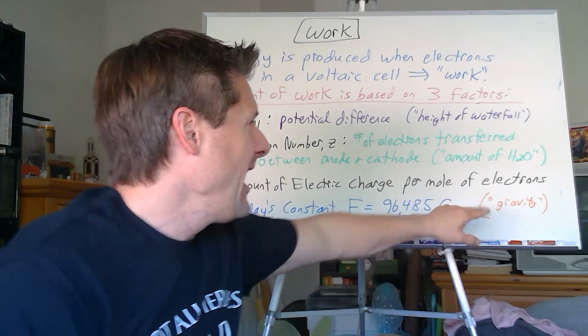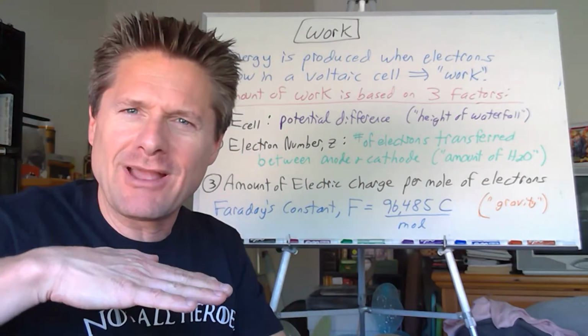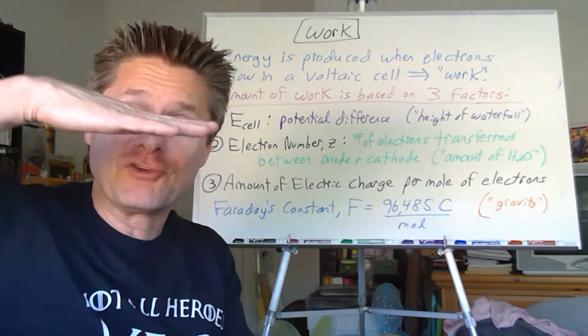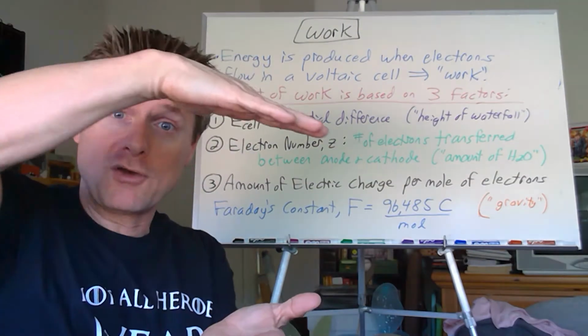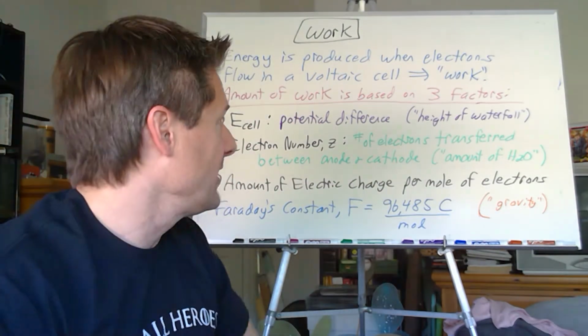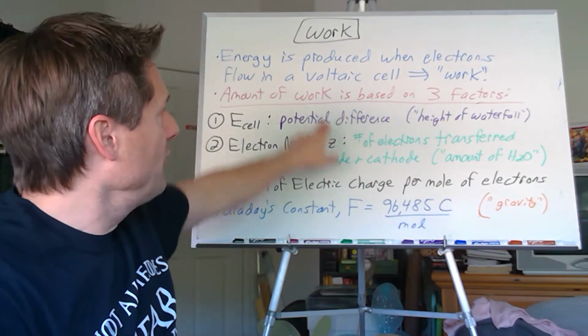Right? Coulombs per mole. And you can think of that as akin to the gravitational constant in my horrible analogy of the energy we can get from a dam. How high is the dam? How much water is going over? And what's the gravitational acceleration constant? Boom. Let's put those 3 things together.